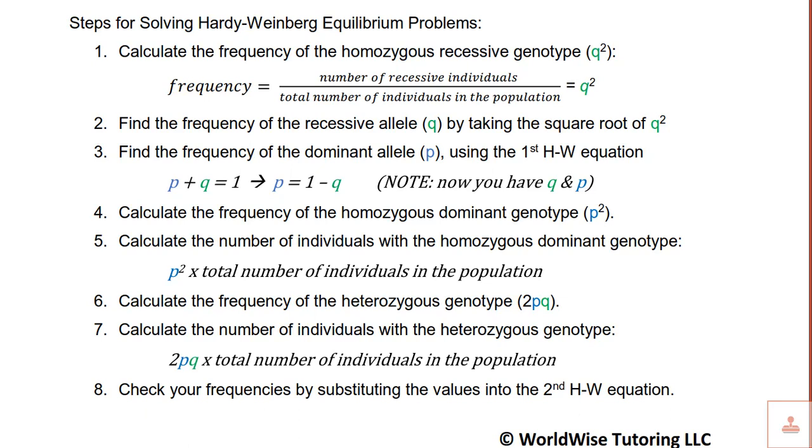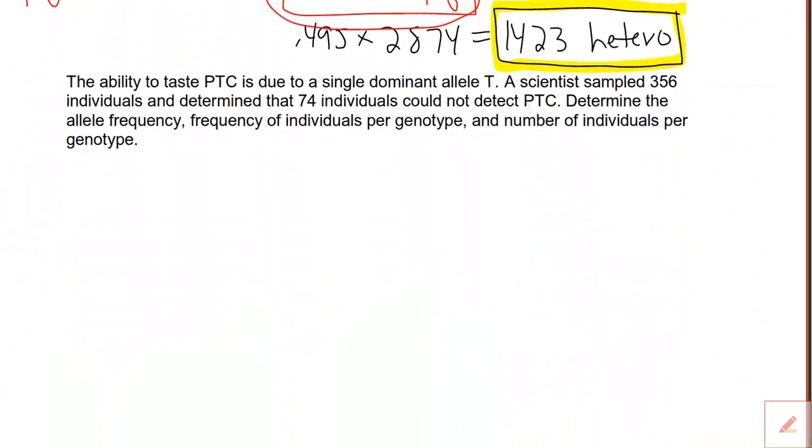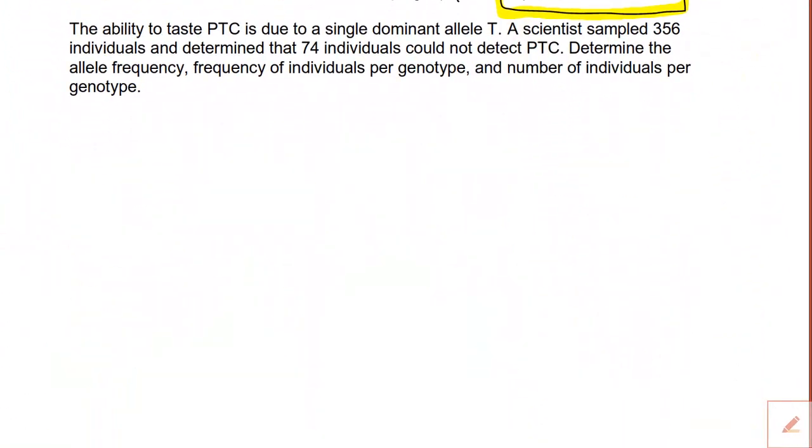And then we were allowed to check to make sure our numbers make sense by substituting them back into the second equation and by adding our values together for the number of individuals in the population to make sure it added up to the total number of individuals. Just to make sure this is making sense, let's do one more example together.